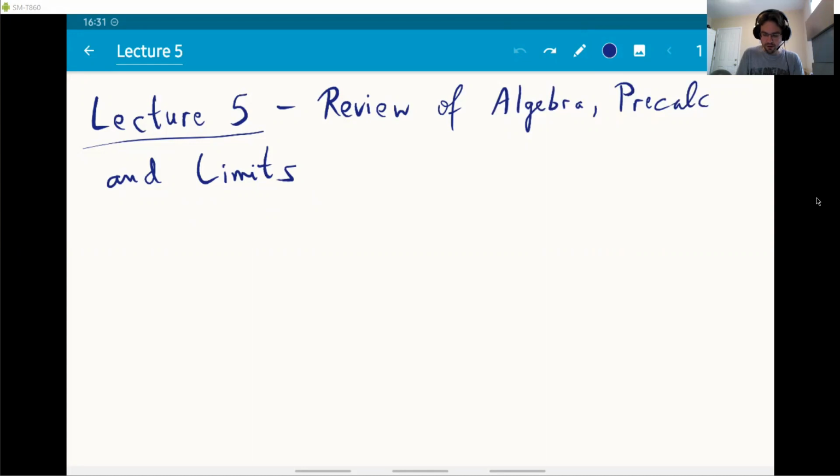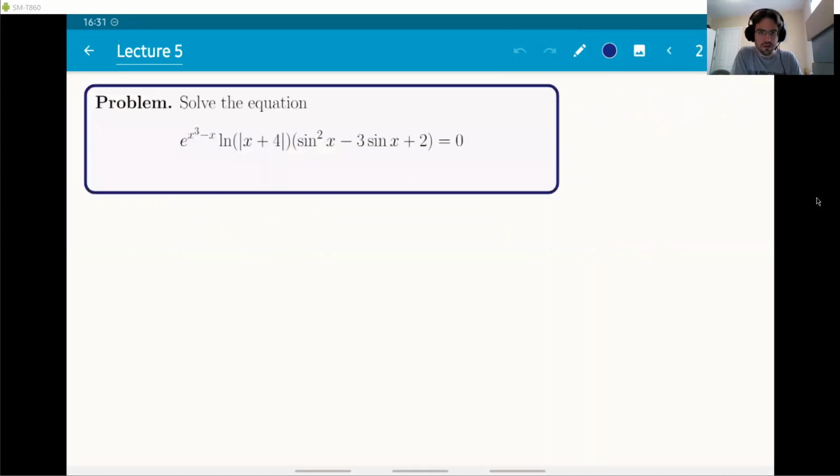So the plan for this lecture is just to give you a couple of problems and a little bit of review of the theory that applies to each problem. This is by any means not everything that you need to know for the exam. There are just too many topics to cover in algebra and pre-calc especially. But I selected a few of the ones that are very important, the ones that give people a lot of trouble as well. So I'll be solving problems.